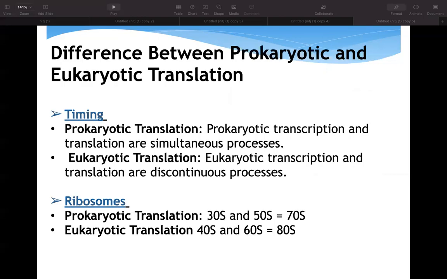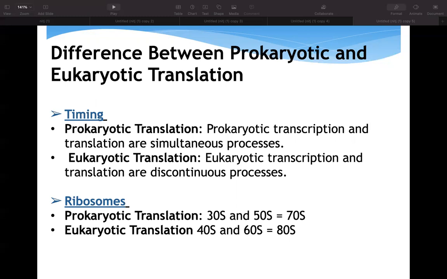So now let us study the difference between prokaryotic and eukaryotic translation in terms of timing. In prokaryotic translation, both transcription and translation are simultaneous processes because it takes place only in the cytoplasm, whereas eukaryotic translation is a discontinuous process, where it takes place in the nucleus as well as in the cytoplasm of the cell.